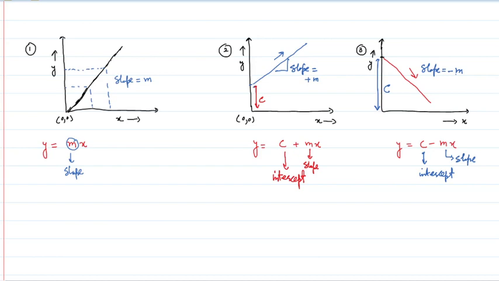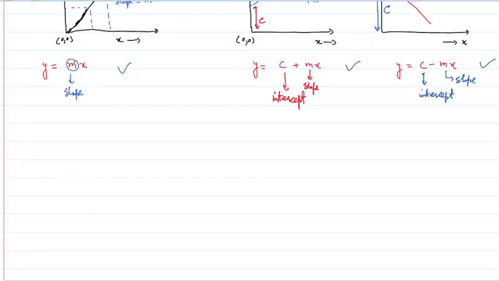So these are basically the equations of a straight line: y is equal to mx type of curve, y is equal to c plus mx type of curve, and y is equal to c minus mx type of curve. Okay, now we will move towards the formulas. First we will take differentiation.